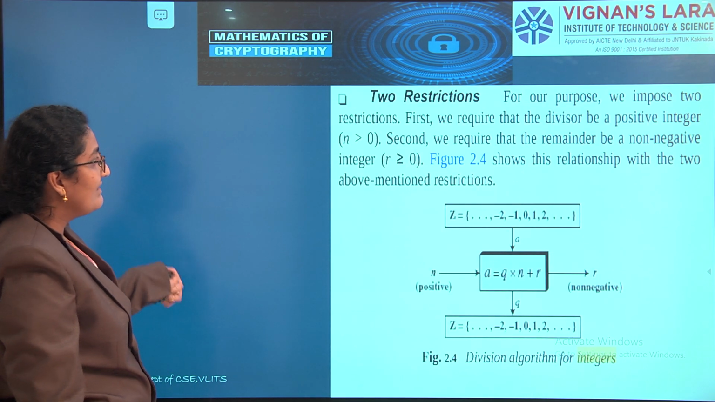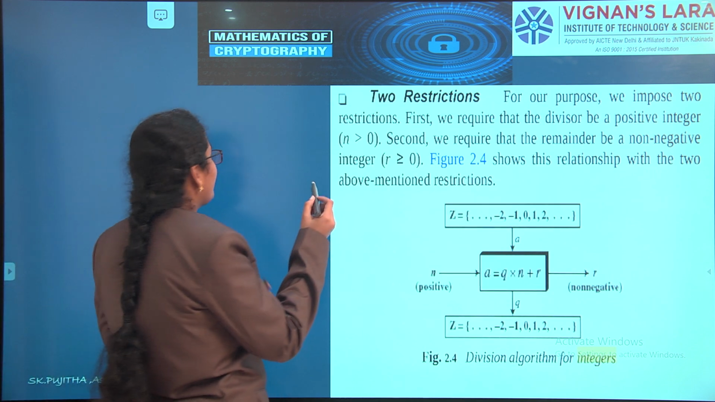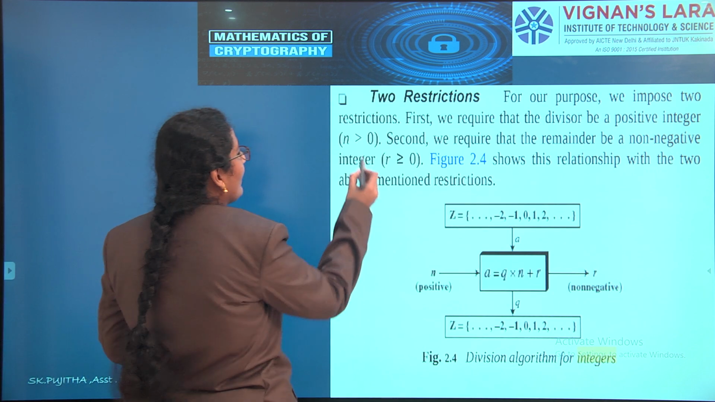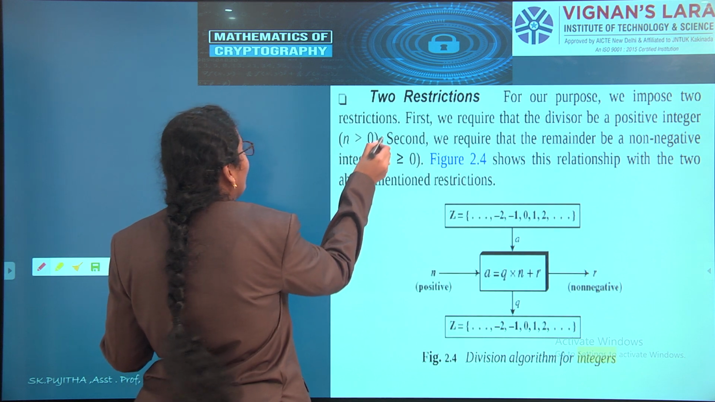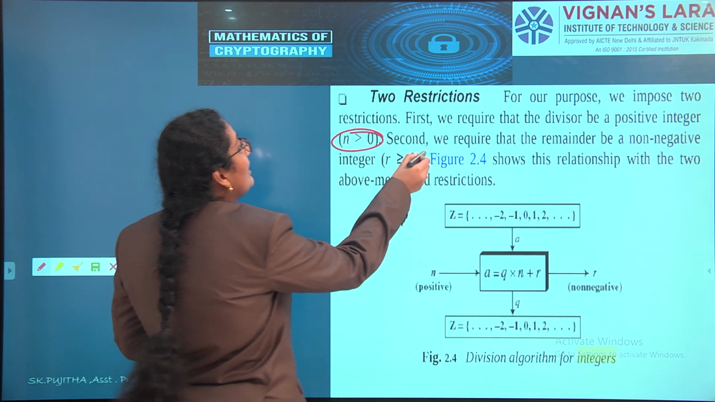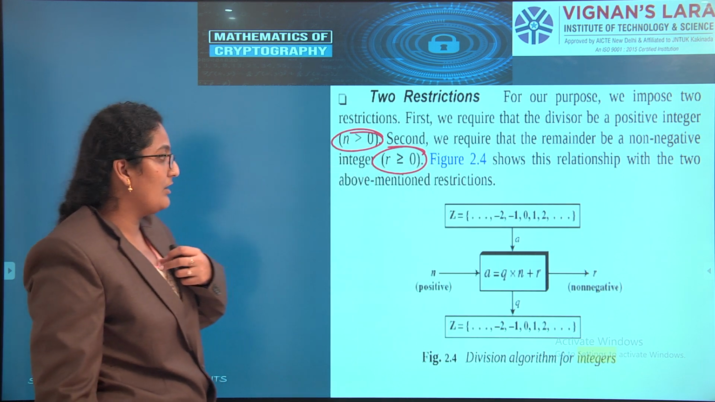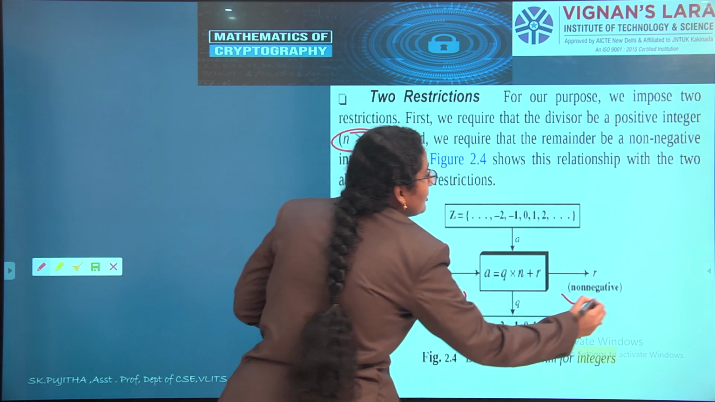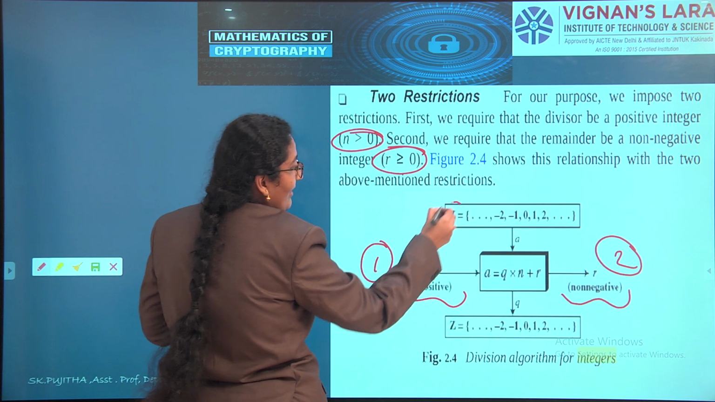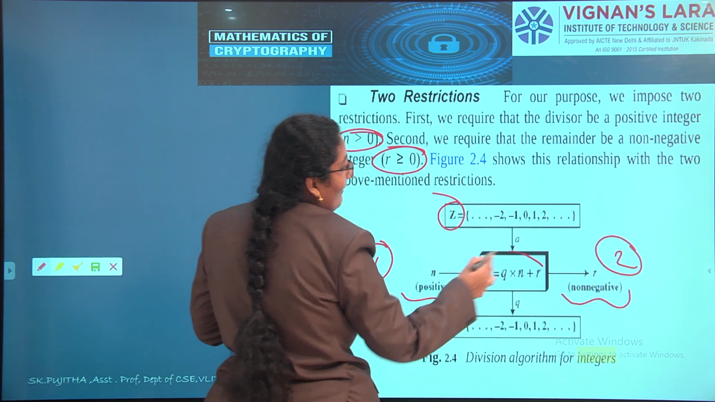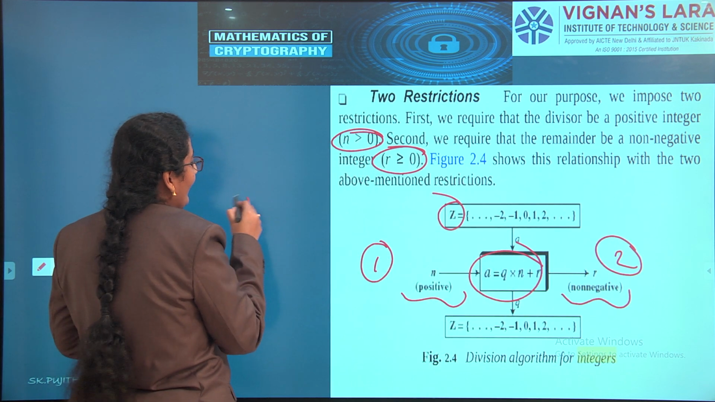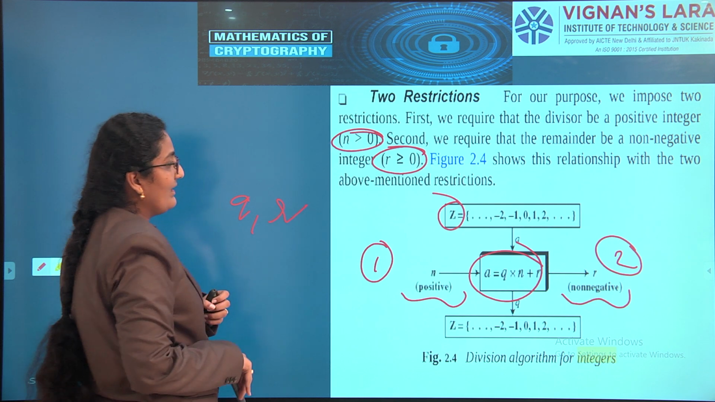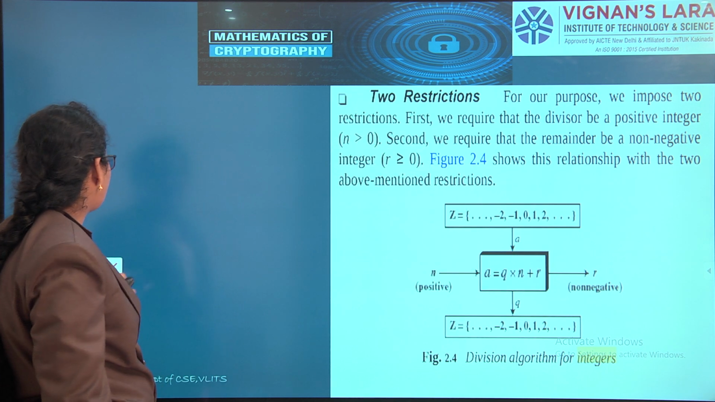Next, in that integer arithmetic we have two restrictions. The two restrictions are that n should always be greater than 0, r should always be greater than or equal to 0. In technical terms, n should be positive, r should be non-negative. Again, the same integers we have taken. We are applying the division rule, and here we get the quotient and remainder as output.